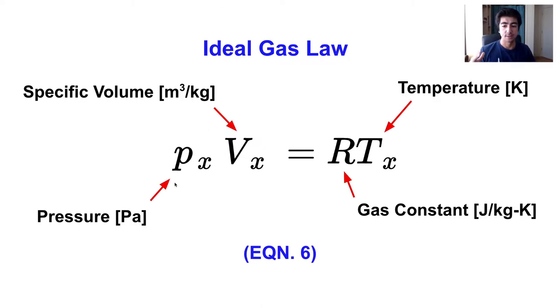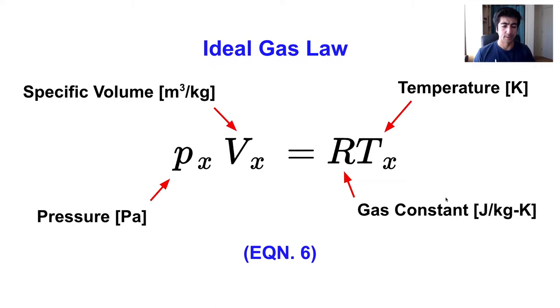And what you have is that the pressure times the specific volume, so specific volume being meters cubed over kilograms, so volume per unit mass, equals the gas constant times the temperature. And so this is a very important equation for relating the different properties in our nozzle.